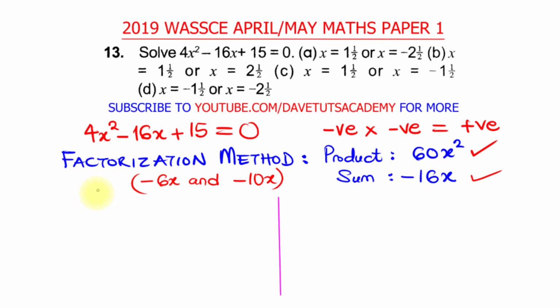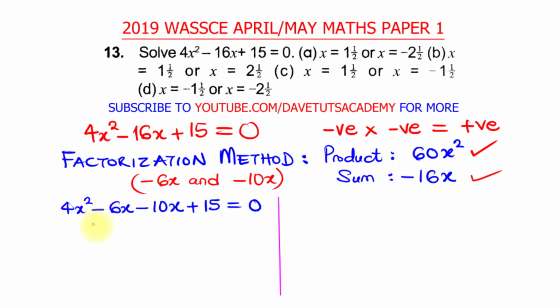So I'm going to have this 4x squared instead of minus 16x. Since I know that the sum of minus 6x and minus 10x is the same as minus 16x, I can just say I have this as minus 6x minus 10x plus 15 is equal to 0. And if you can see that I've really not changed anything in this equation, because minus 6x minus 10x is minus 16x. That is the consistency that will help us to solve questions on quadratic equation using the factorization method.